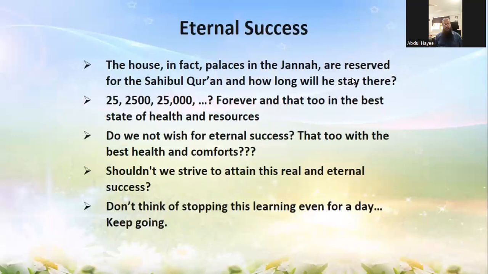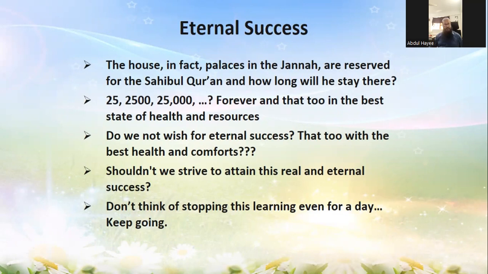The houses, in fact, in Jannah are reserved for the Sahibul Quran, and how long will he stay there? 25,000? No, it will be forever. And that too in the best state of health and resources.